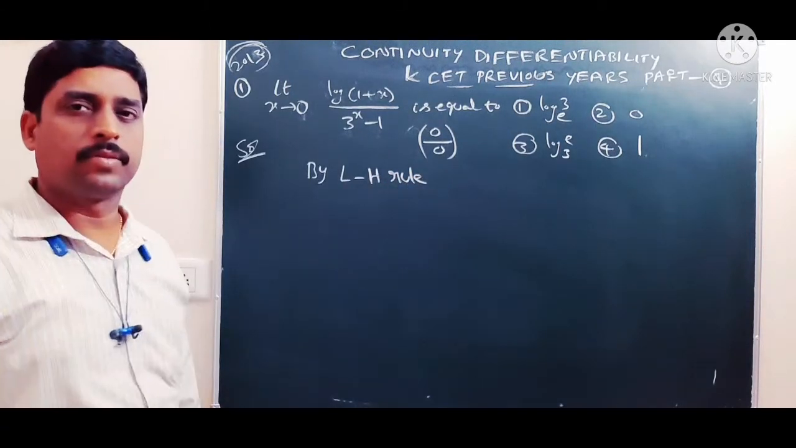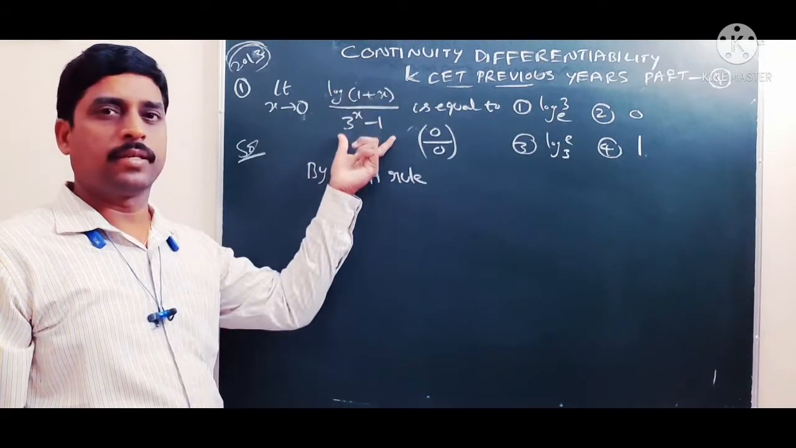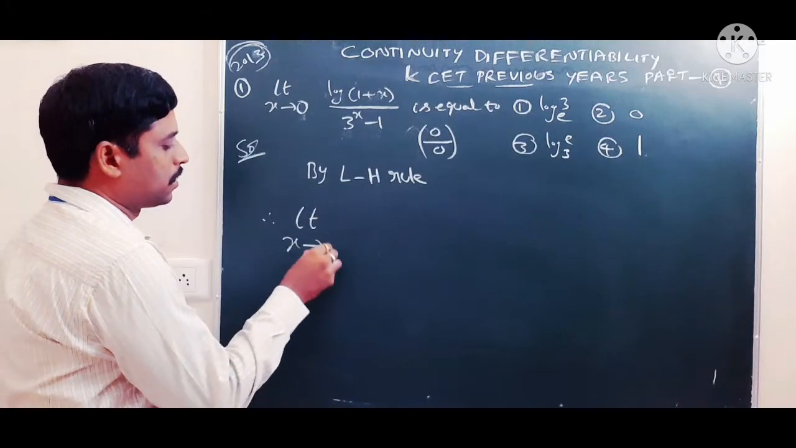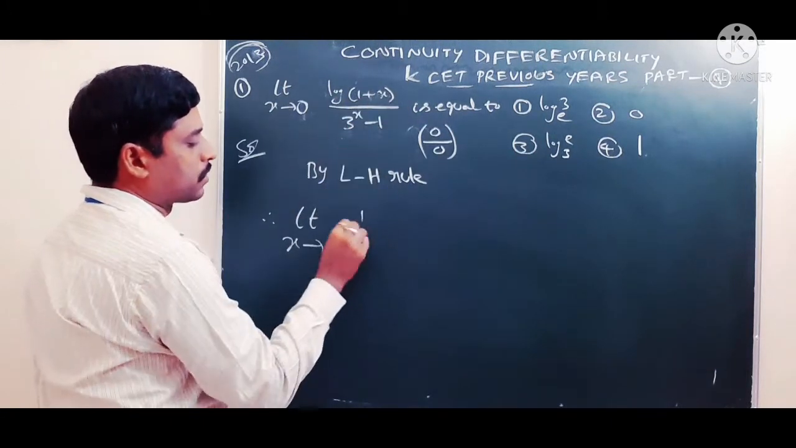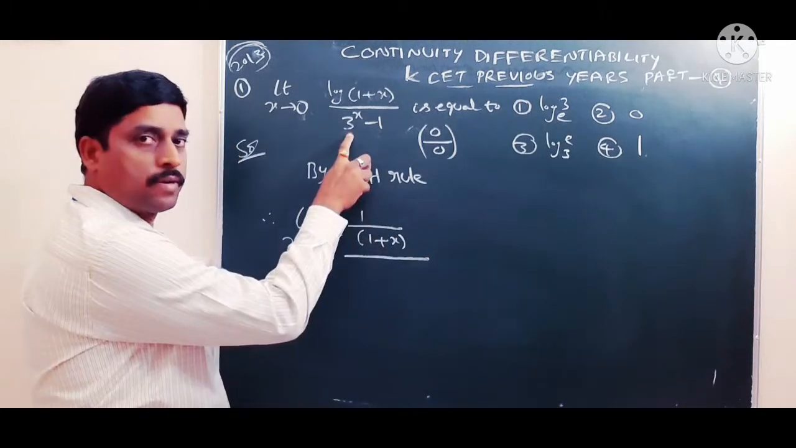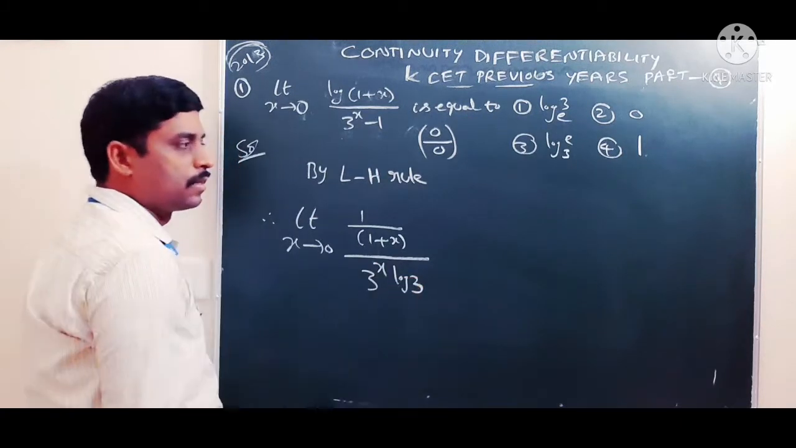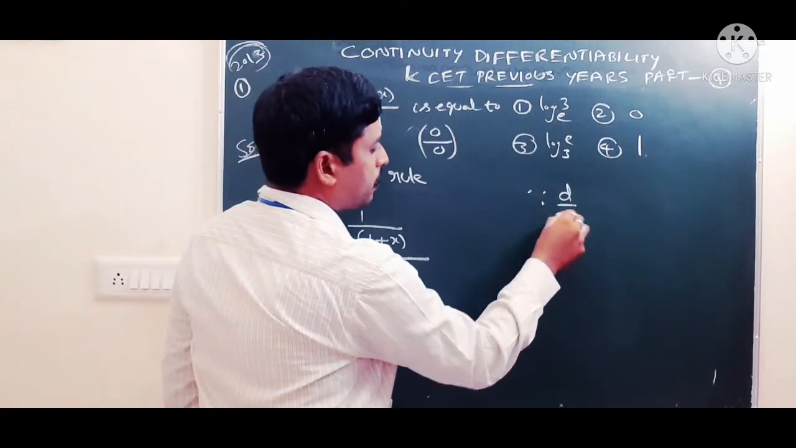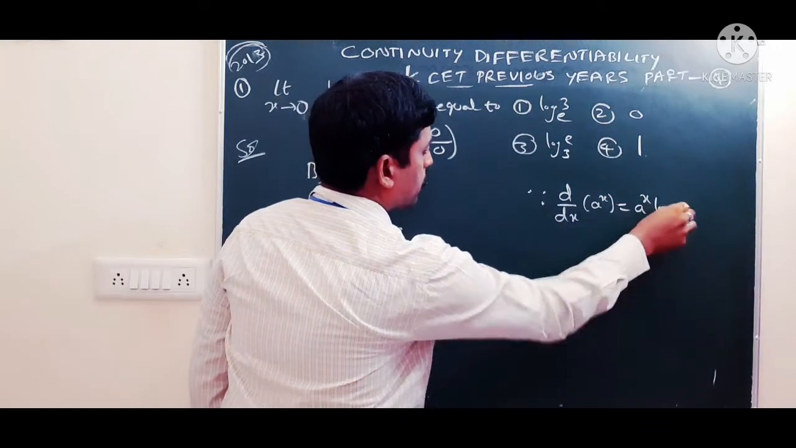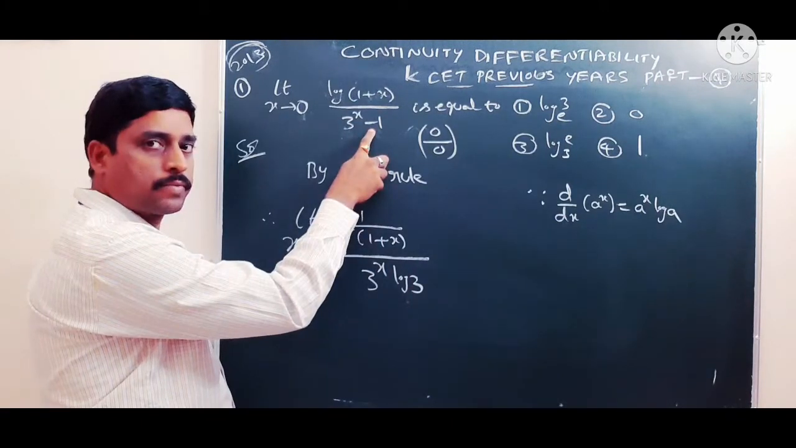So by using the L'Hopital rule. What is the L'Hopital rule? We should apply derivative on numerator as well as denominator at the same time. So therefore limit x tends to 0, derivative of log of 1 plus x is 1 by 1 plus x. This whole divided by derivative of 3 to the power x, which is 3 power x into log 3. We have the derivative of a to the power x is a to the power x into log a. So derivative of 3 power x is 3 power x into log 3. Derivative of minus 1 is 0.